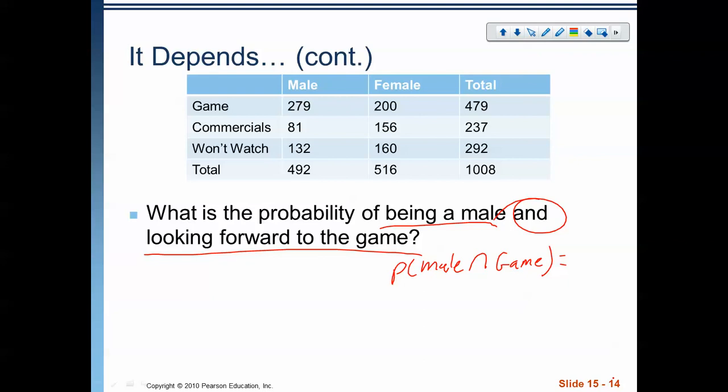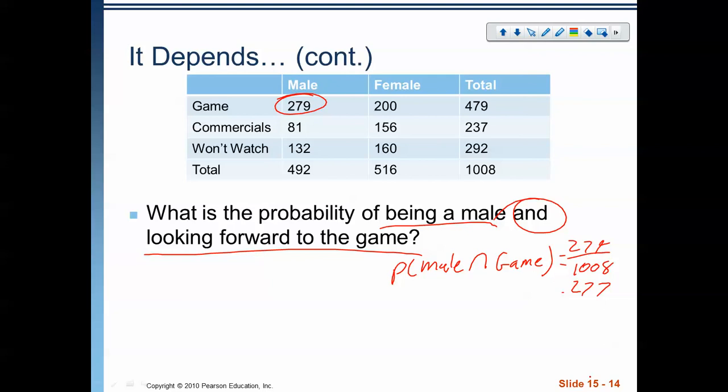Well, where are the males that are interested in the game? That would be these people. Those are the only males that are interested in the game. And who are we comparing it against? Are we comparing it against all males? Are we comparing it against all of the game watchers? Or are we comparing it against everybody? In this case, we're comparing it against everybody. This is 279 over 1008, which is 279 divided by 1008, which is 0.277.